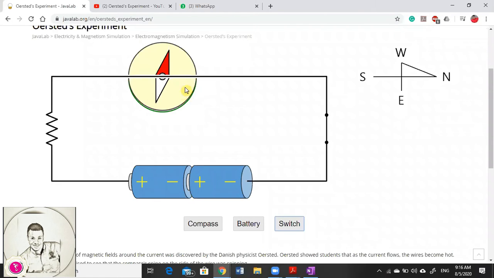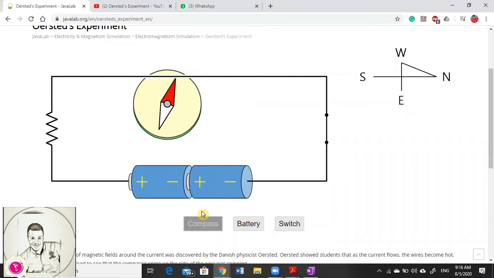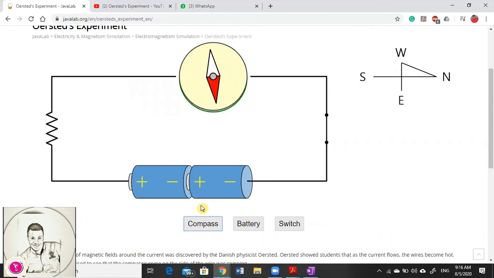Now, if I move my compass again, so at this point my compass is behind the wire. If I put it in front of the wire, I realize that the polarity changed, meaning that if the red is north in this case, when it was under the wire, it was on the other side. So from that we can deduce that there's a magnetic field around any wire that is carrying current.